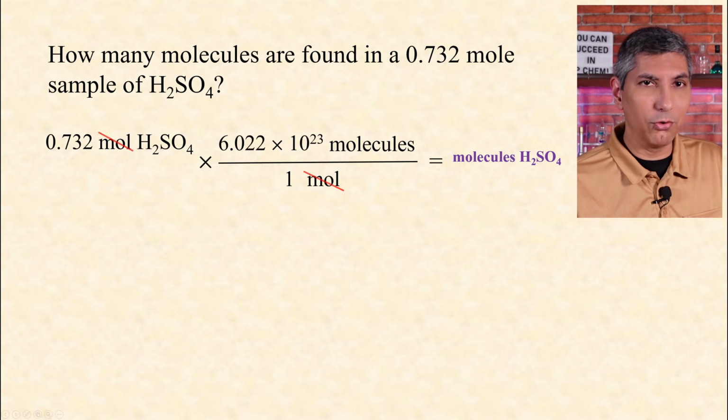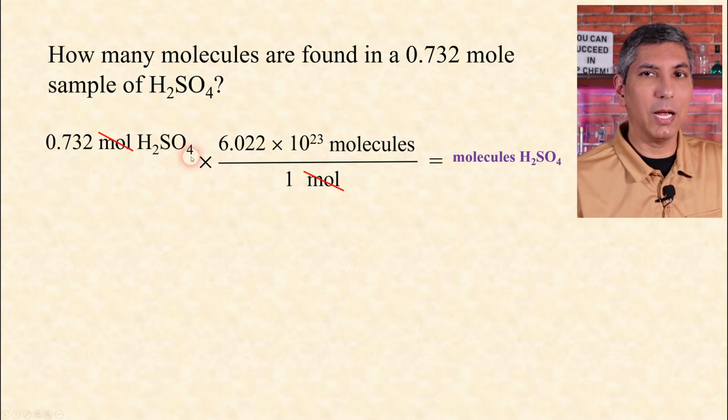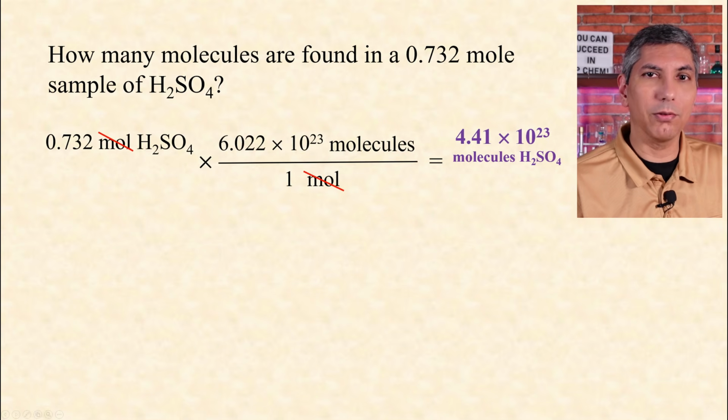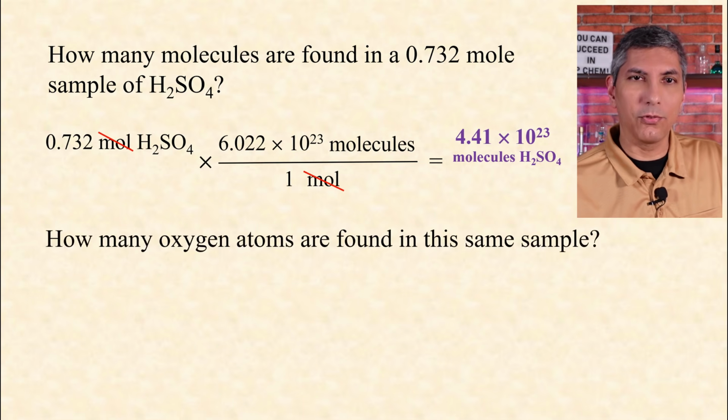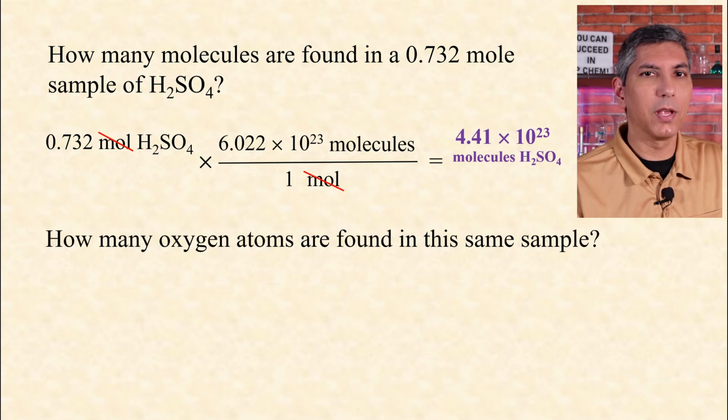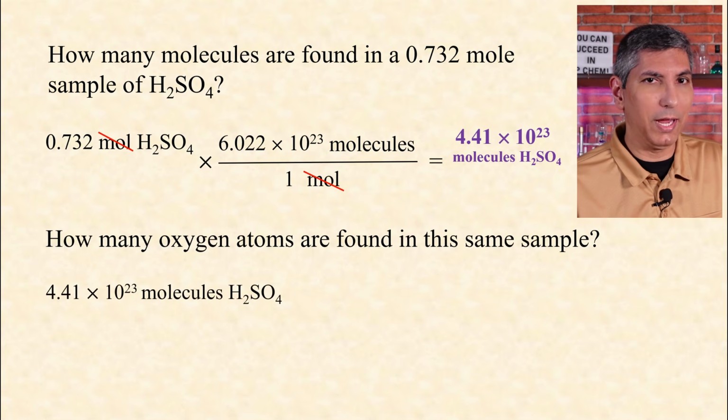So we cancel moles, and on our calculator we take 0.732 times Avogadro's number, and the answer is 4.41 times 10 to the 23rd molecules. What if we were asked how many oxygen atoms are found in this same sample? Well, we've just determined how many molecules of H2SO4 we have.